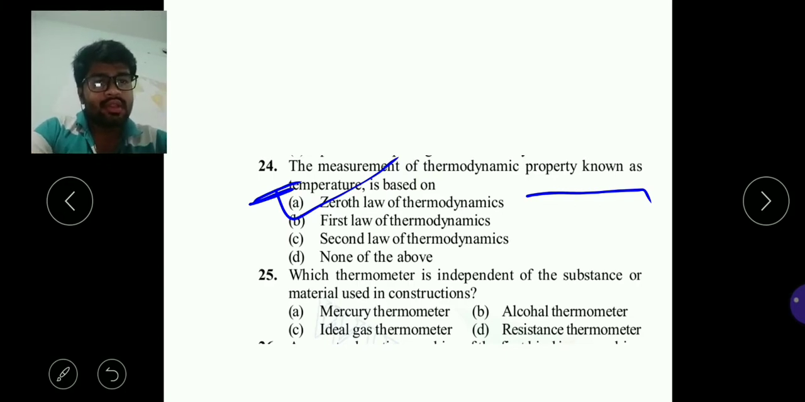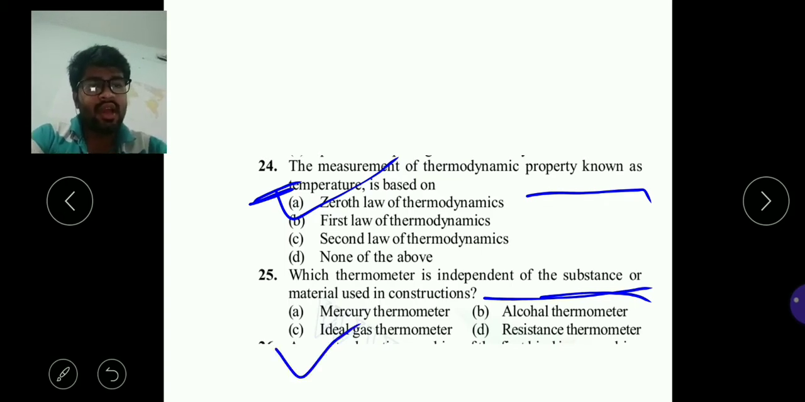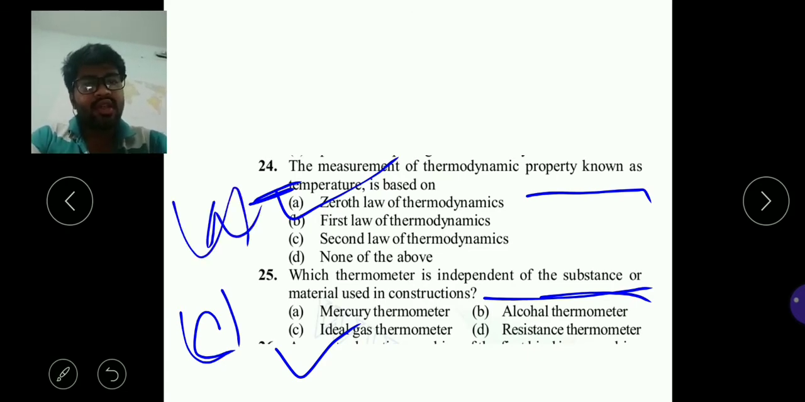Then moving next, which thermometer is independent of substance or material in construction? Independent of substance or material is basically the ideal gas thermometer. So for 25 option C will be correct, and for 24 option A is correct.